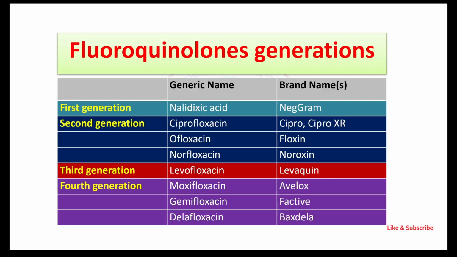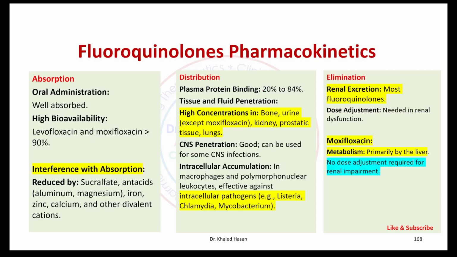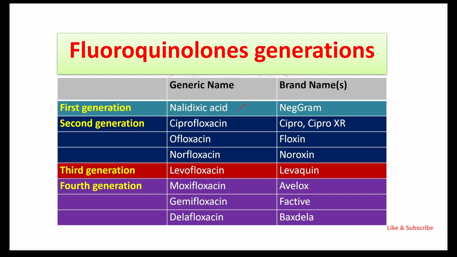Okay, speaking about the fluoroquinolones generations, we have 4 generations belonging to the fluoroquinolones. First generation: we have nalidixic acid, brand name NegGram.